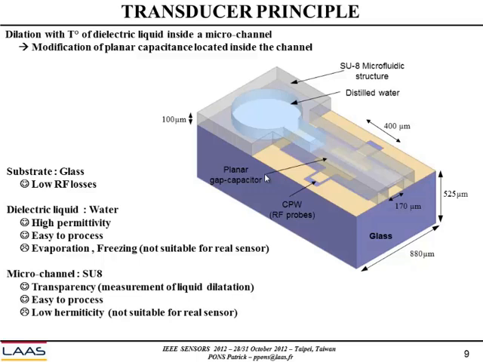For the microchannel here we use a polymer, which is SU-8, a transparent polymer, and it's very easy to measure the position of the liquid inside the channel. It's easy to process, but it has low hermeticity, and then we cannot use it for a real sensor.